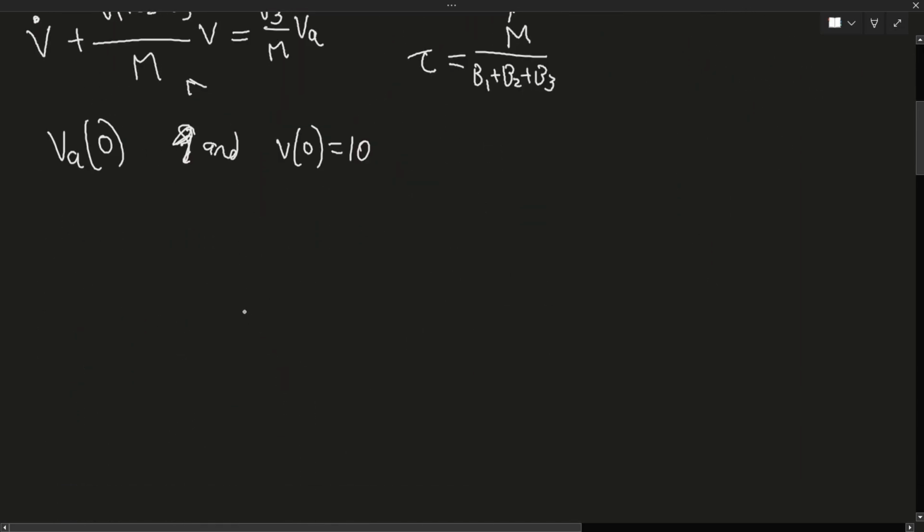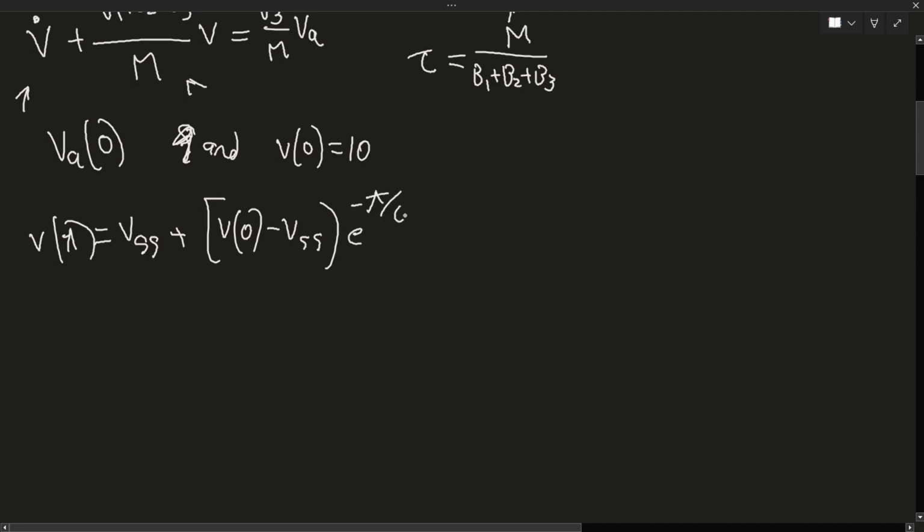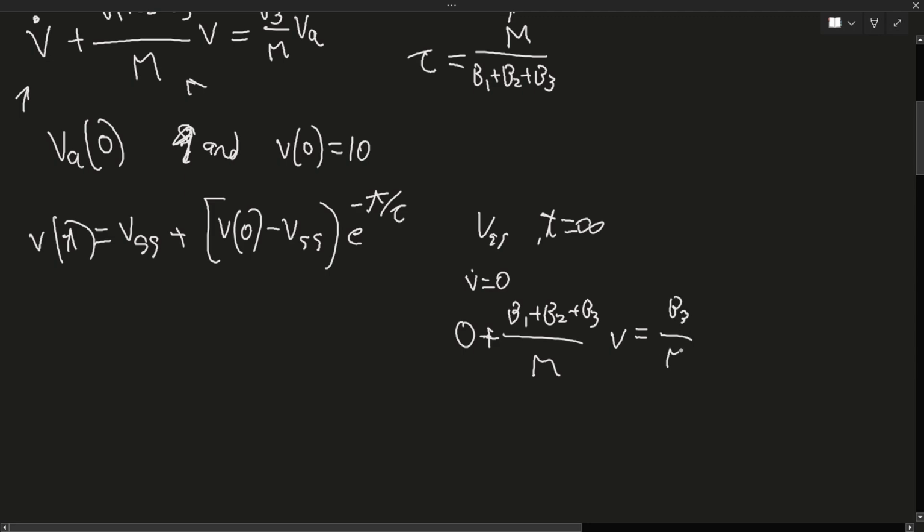All right. So remember that the answer for this equation is this. V of t equals VSS, as I explained earlier, plus V of 0 minus VSS, times e to the negative t over tau. Okay? So VSS is basically the step response at t equals infinity. It's like the steady state. That's what it's called. And you find it by setting v dot equals 0. So then we would get 0 plus (b1 plus b2 plus b3) over m times v equals b3 over m times v a.